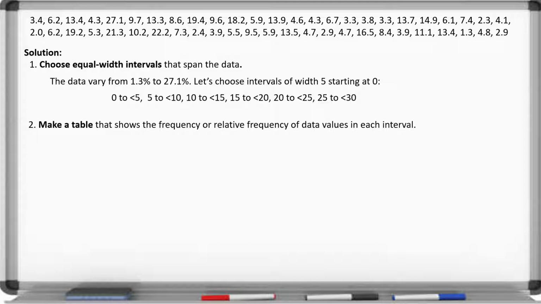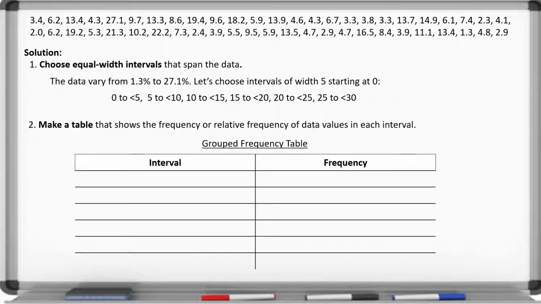Now we're going to start making our table using these intervals. This is known as a grouped frequency table. Here's the table below. The first column is interval, the second column is frequency. We're going to list the intervals that we developed in step 1, and now we're going to start counting the numbers that belong to each interval. If you look at the data set above, if we cross out all the numbers that are between 0 and 4, because we want to be less than 5, then that's 19 numbers, and I crossed them out above. So 3.4, for instance, 4.3, 4.6, they all belong in this group.